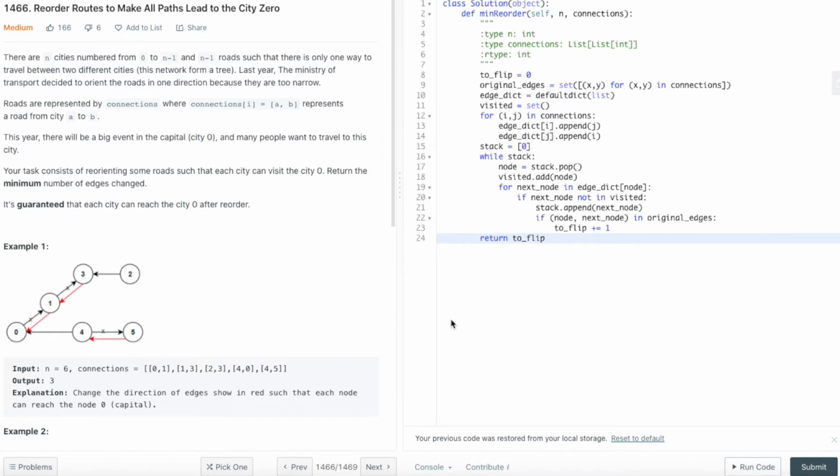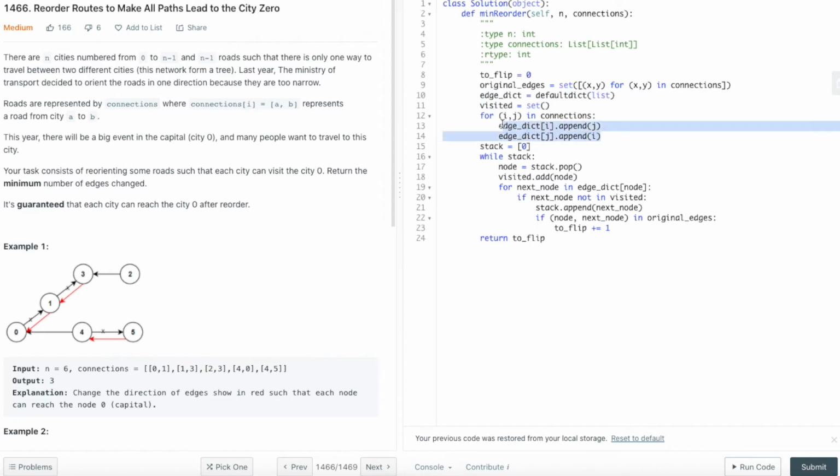And this is what the solution looks like, and I'll walk through it line by line. So obviously we have to have something keeping track of the number of edges to flip, and then this is just creating a set of our original edges, so we get to check whether the pair current node, next node is in the original input in O of 1 time. And then we construct our traditional list of edges here.